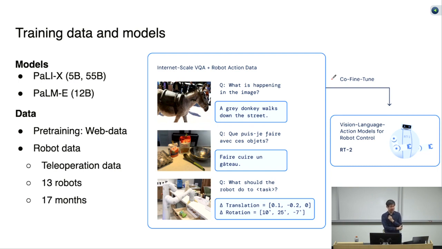Then we collect the robot data as well. So we have collected teleoperation data, or human demonstration data, for the robot manipulation tasks. We have collected this data over 17 months on 13 robots in parallel. So it's a decent amount of data. Then we fine-tune this pre-trained model to get our RT2 model. Here is one detail that's very important. We do not just fine-tune using the robot data. We fine-tune by mixing the robot data with the web data together. We call this co-fine-tuning. I'm going to provide a slightly more detailed analysis in later slides.